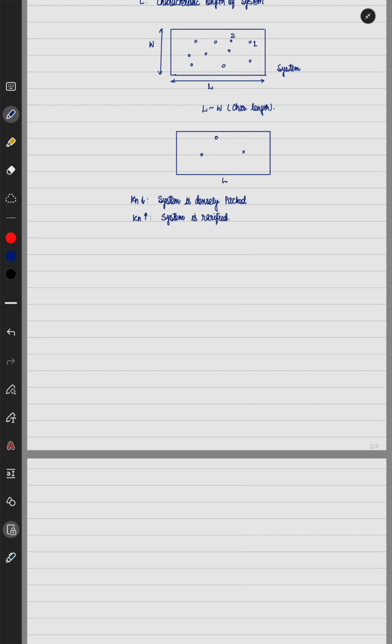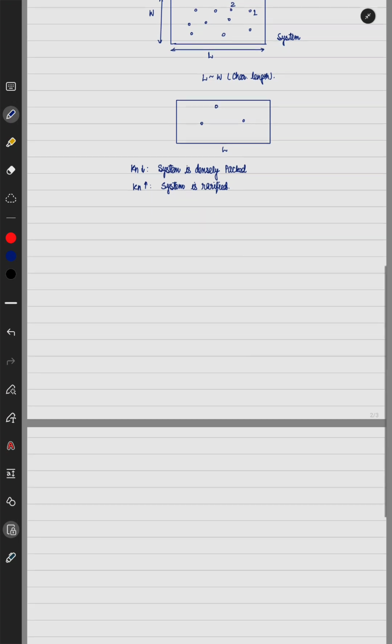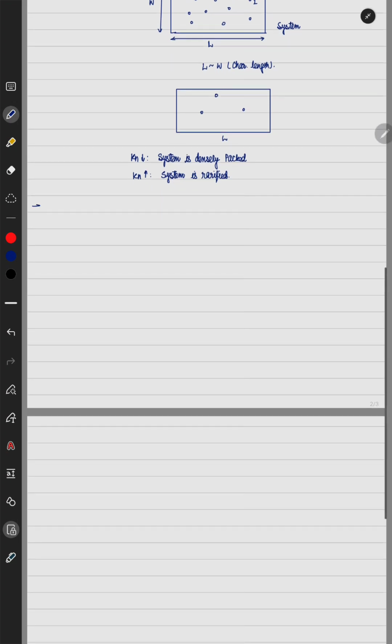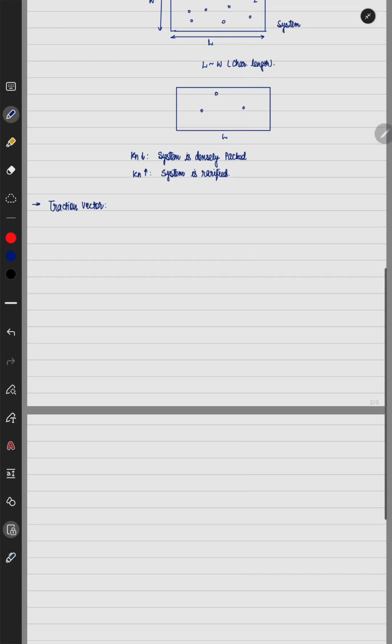The second topic after this Knudsen number that we are going to discuss is a little bit tricky, so I will write this: the concept of traction vector. Traction is, as I will explain later, a vector or tensor. I will go into the detail of this, but for now let us say it is a traction vector.